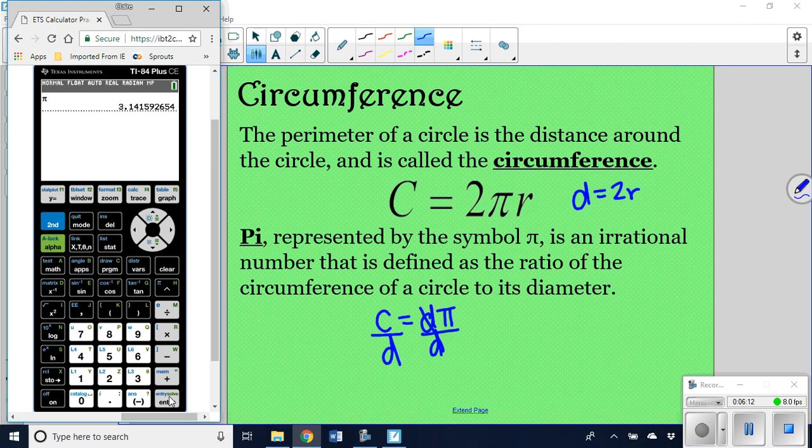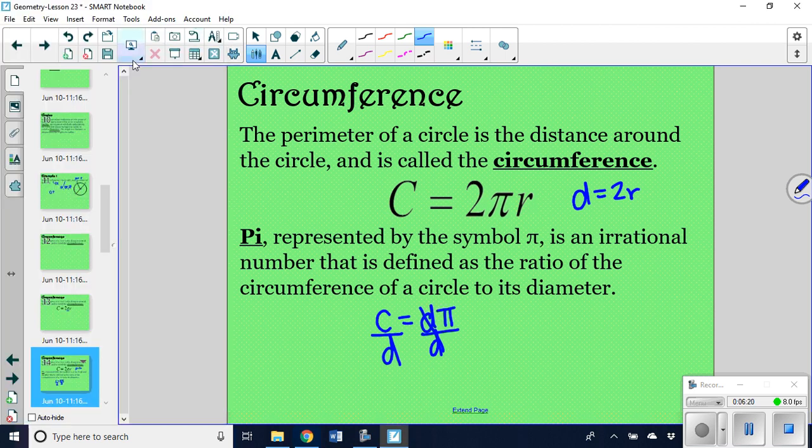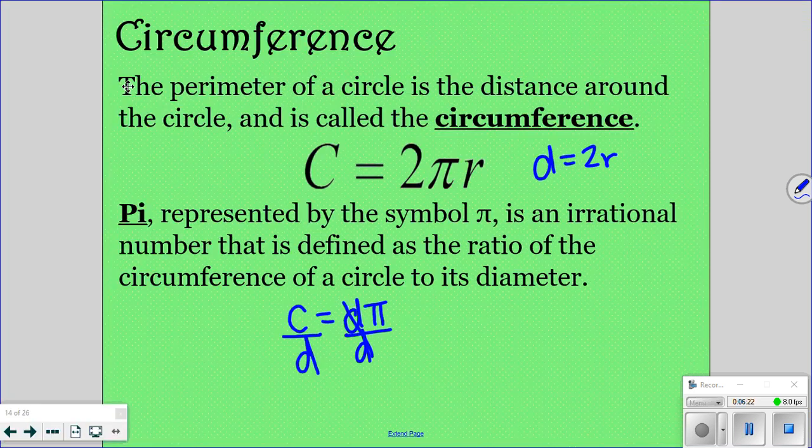And so if you want to see what pi equals, it's 3.14, and then it keeps going. Some of y'all may already know it. If so, that's great. But that's how you can get pi on the calculator.